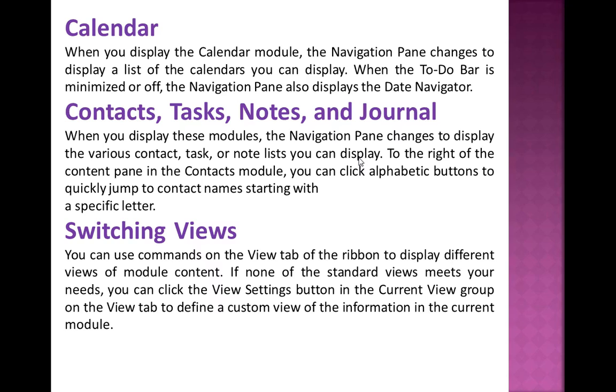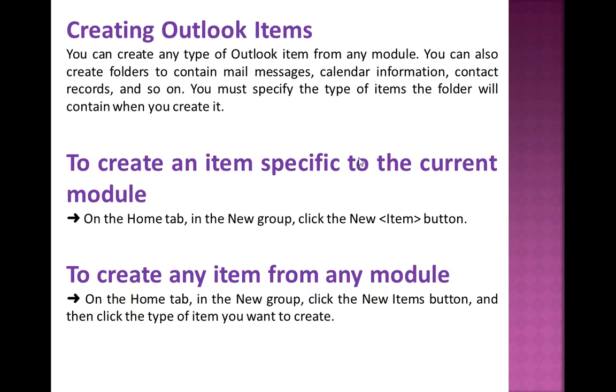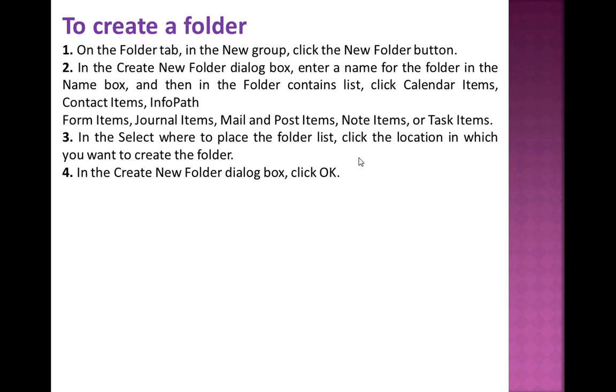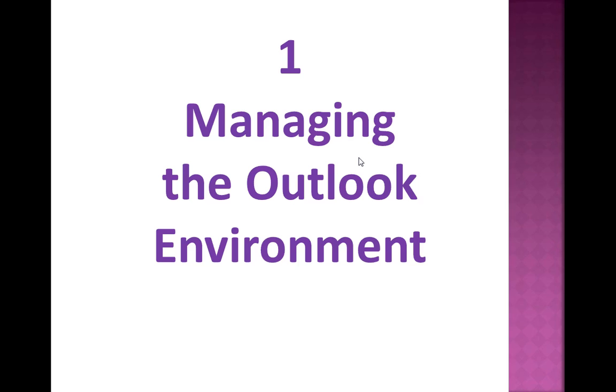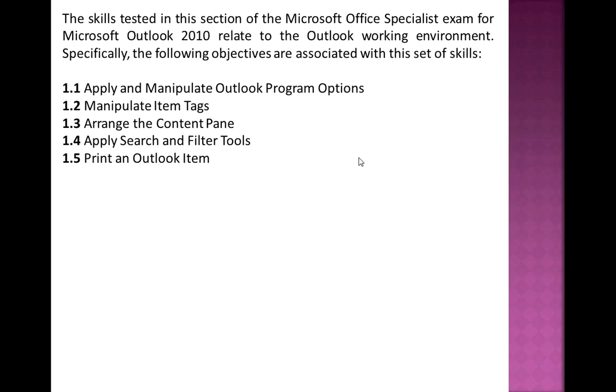First of all, we talked about what is mail, then what is calendar, what is contacts, what is task, notes, journal. Then what are the switching views available in Outlook 2010. How to create the folders, how to create the Outlook items. Then we started with chapter number 1, that is managing the Outlook environment.